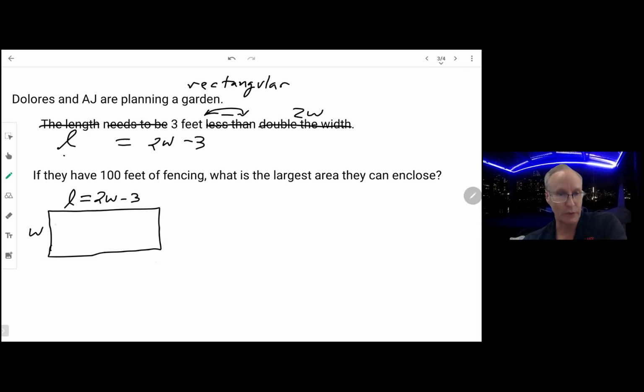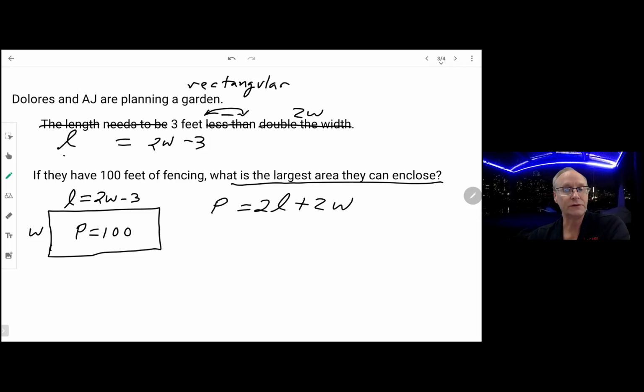And so the formula I want is I want the perimeter to be equal to 100, because they said they want me to maximize the area. That means I want to use the whole 100 feet of fencing. So I'm almost done. I have a diagram, I have it labeled, and hopefully you remember the next step: it's the formula. The formula for the perimeter of a rectangle is perimeter equals 2 lengths plus 2 widths.